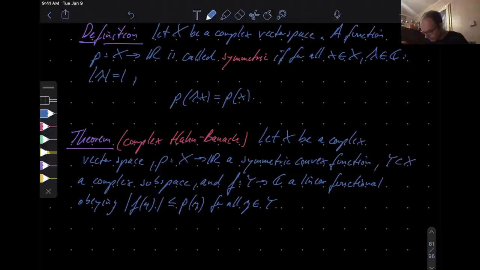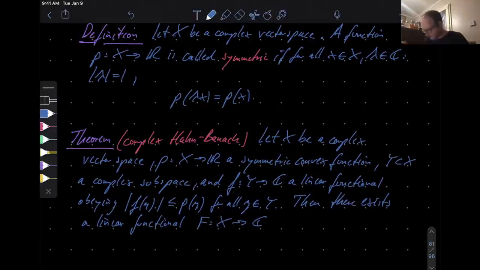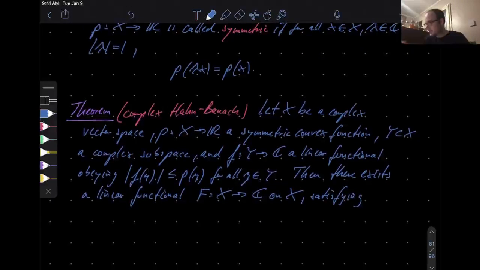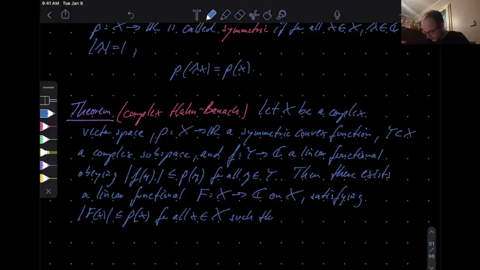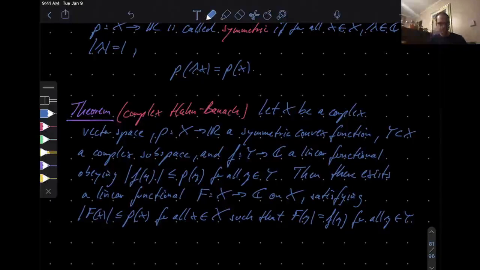All right, and then the punchline, well, very much like earlier, then there exists a linear functional capital F on the whole space, complex valued, satisfying the modulus of F of x less than or equal to P of x for all x in X, and it again reproduces the guy you started with, so small f of y for all y in Y. Okay, that's the statement.